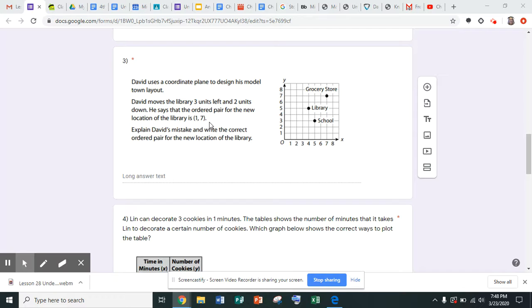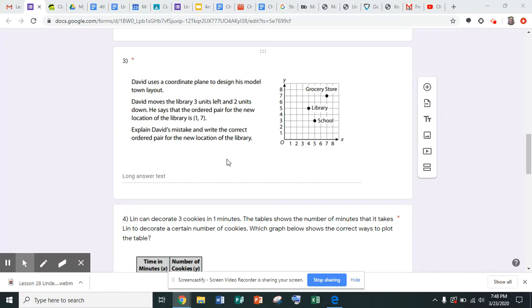Number three says, David uses a coordinate plane to design his model town layout. David moves the library 3 units to the left and 2 units down. He says that the ordered pair for the new location of the library is 1, 7. Explain David's mistake and write the correct ordered pair for the new location of the library.